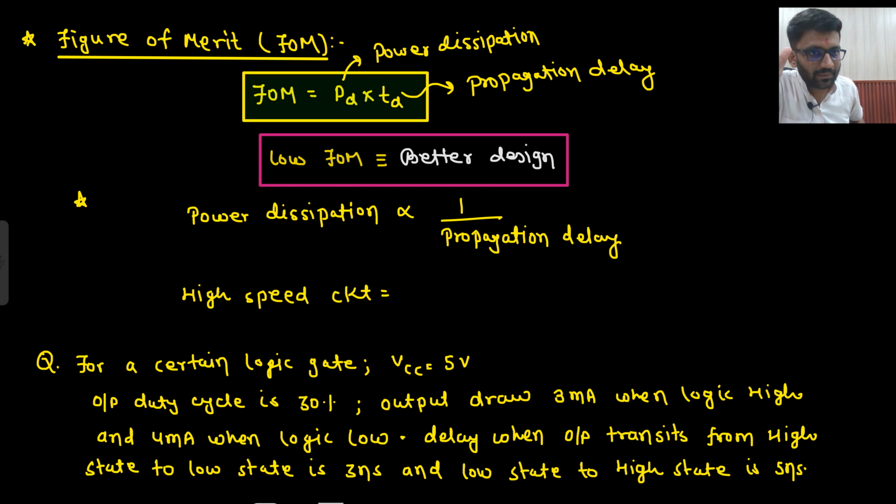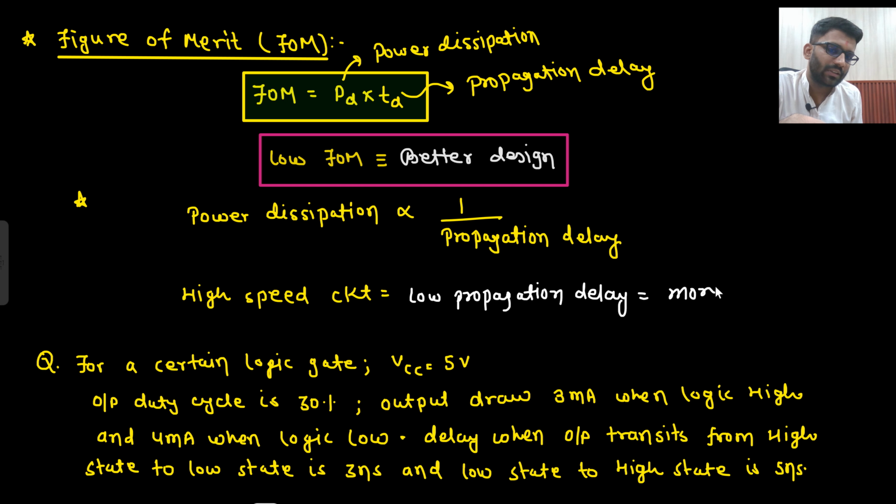So if power consumption is more, that means delay is less. Delay less means it is switching very quickly. So power dissipation or power consumption is inversely proportional to propagation delay, because if propagation delay is low, switching is very fast, and if switching is very fast, power dissipation is more. This is not the direct relation, just an analogy you can say. If you have a high speed circuit, you have low propagation delay, and then there will be more power consumption.